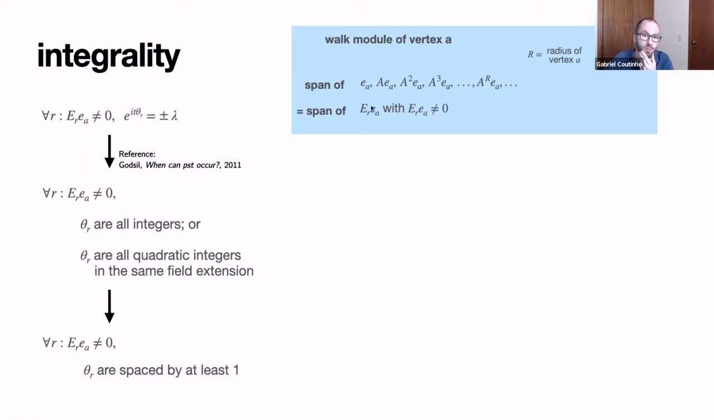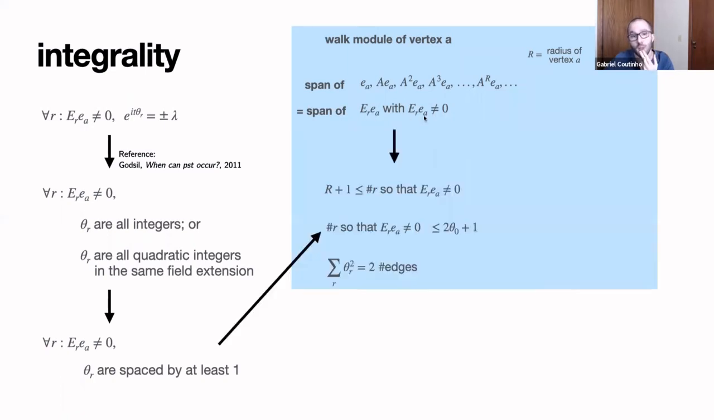And then, these projectors of ours are powers in A, and each one of these powers of A is a linear combination of these guys. So the span of these vectors is the same as the span of these vectors. Meaning now that you have R plus one linearly independent vectors here. You could have more linearly independent vectors, but you have at least R plus one. So R plus one is at most the number of indices so that this is different than zero, because these guys are all orthogonal. Whenever they're different than zero, you get something linearly independent, and they form a basis for this walk module. So R plus one is at most the number of r so that these things are different than zero.